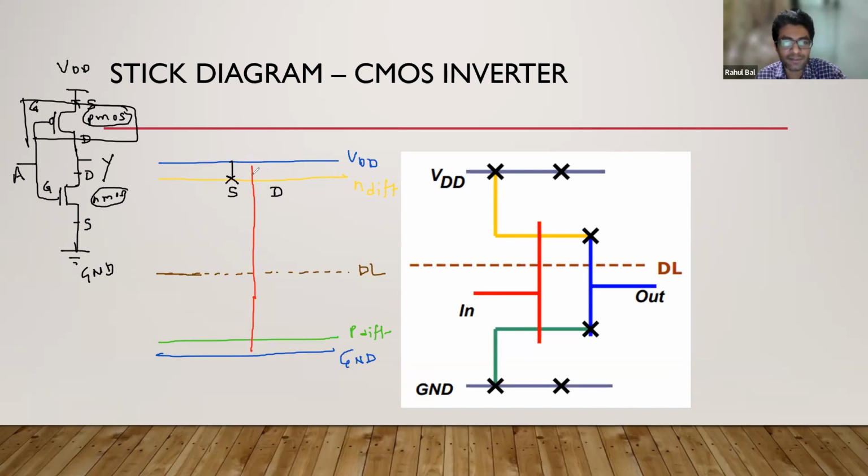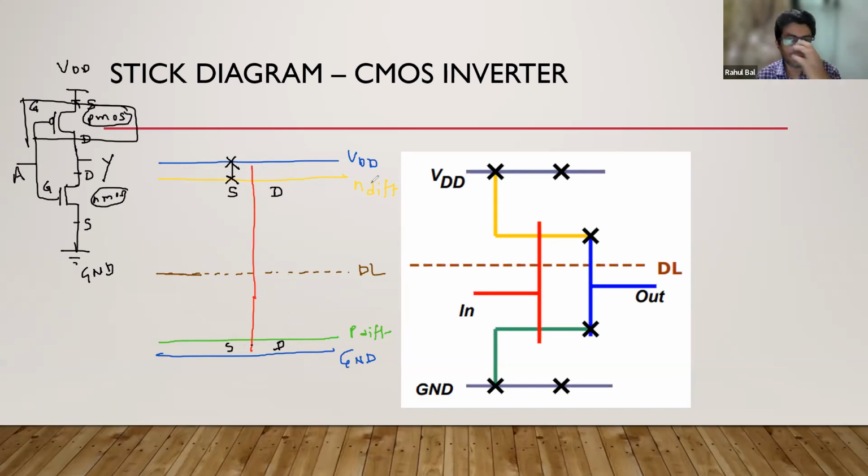Contact is represented by cross. So source is connected to VDD. Now drain is connected to drain of this. So both drains are connected. So here there is an NMOS at below. So source and drain, and they are connected.